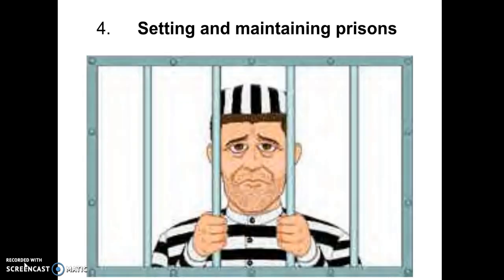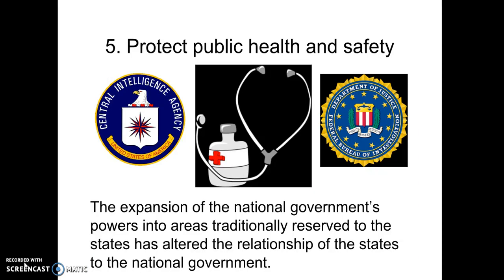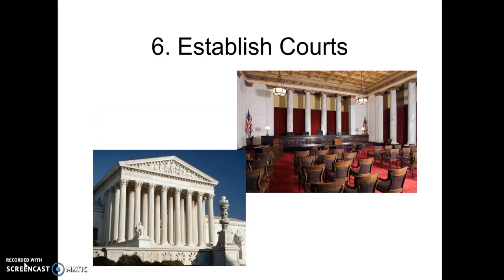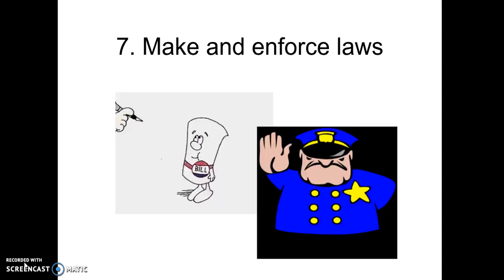Setting and maintaining prisons. If you break a law, a Virginia law, a state law, you're going to go to a state prison. If you break a federal law, you're going to go to a federal prison, but they both maintain prisons. Protecting public health and safety is concurrent, and also establishing courts. Again, if you are accused of breaking a federal law, you're going to go to a federal court. If you're accused of breaking a state law, you're going to go to a state court. Making and enforcing laws. We have national laws and we have state laws. They both make the laws and in fact use almost the exact same process.